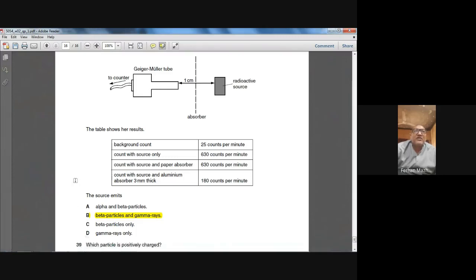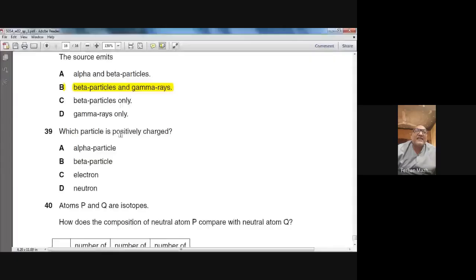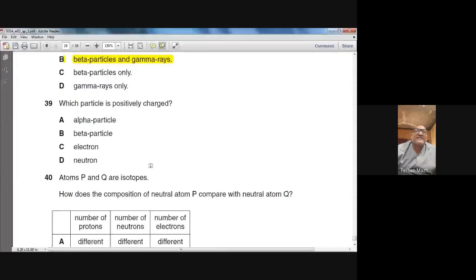Question number 39 on your screen. Which particle is positively charged? Alpha particle, beta particle, electron, neutron. Which one is positively charged? Alpha particle. Question number 39, A is the choice. Yes, A is the right choice.